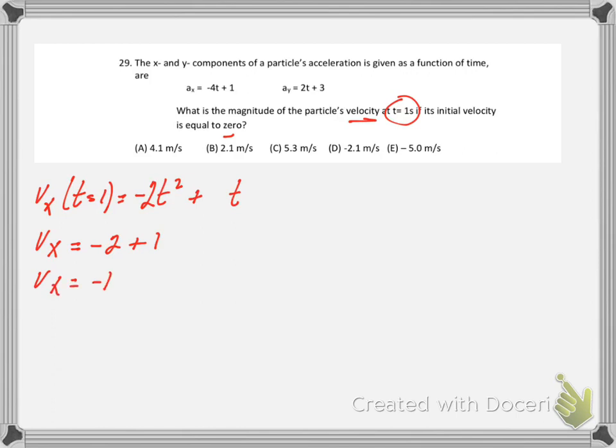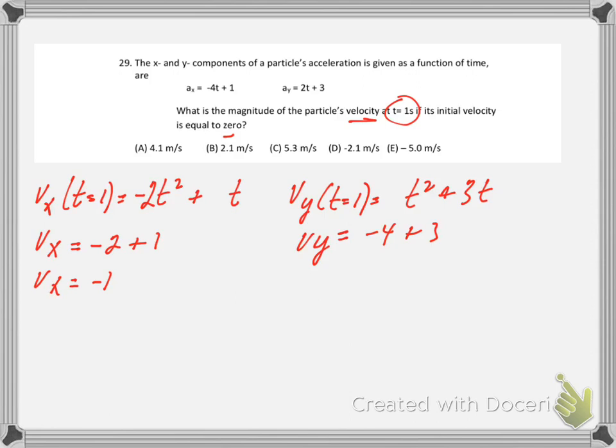Right? Now the velocity in the y direction at t equals 1, we need to get the integral of 2t, so this goes to t squared, and the 2 gets divided by the new exponent, so it's just t squared, plus t, and the 3 gets divided by 1, so it's 3t. Let's plug in, so that's -4 plus 3.